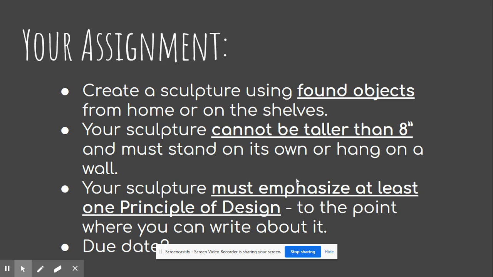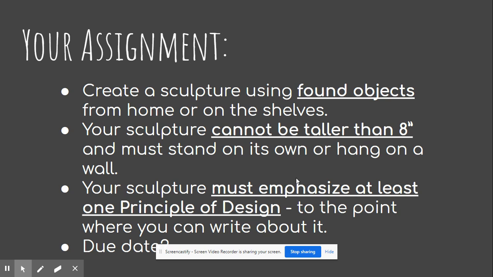Your sculpture must emphasize at least one principle of design. Now, naturally, your piece is going to show more than just one principle of design. But before you begin, I want you to have one specific principle of design in mind that you are going to focus on throughout the creation of this project so that you really are thinking about it as you're creating and building. And when you're done, you are going to have to write about it.